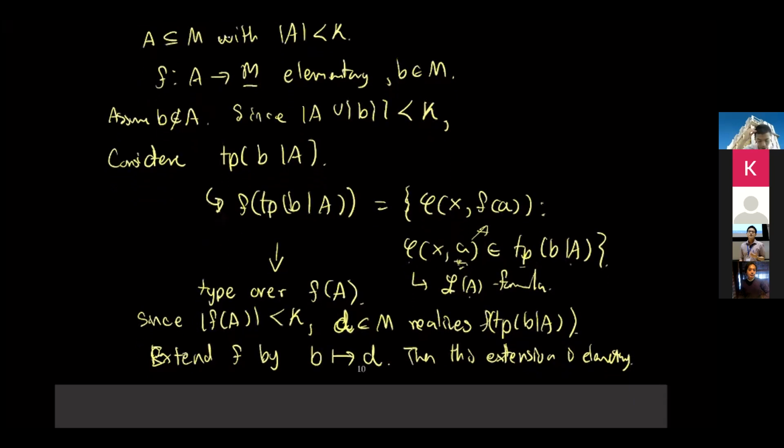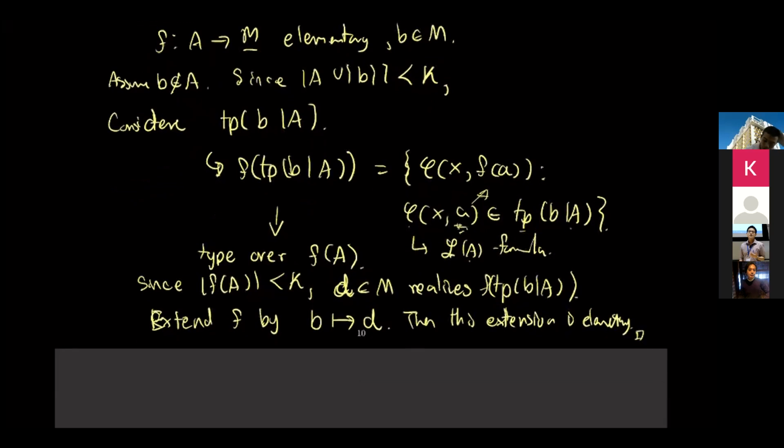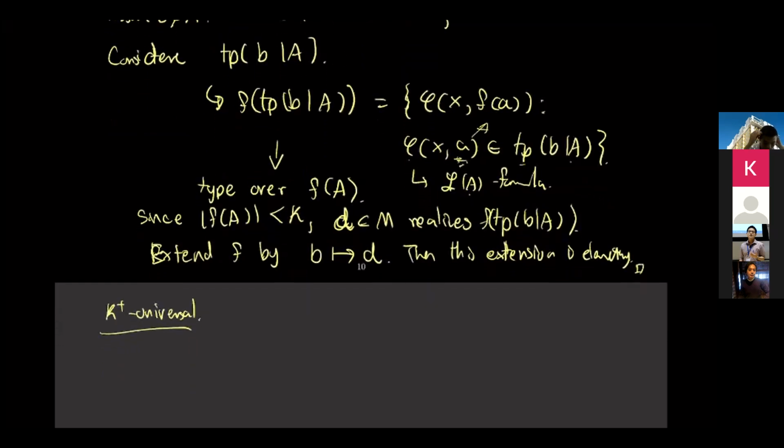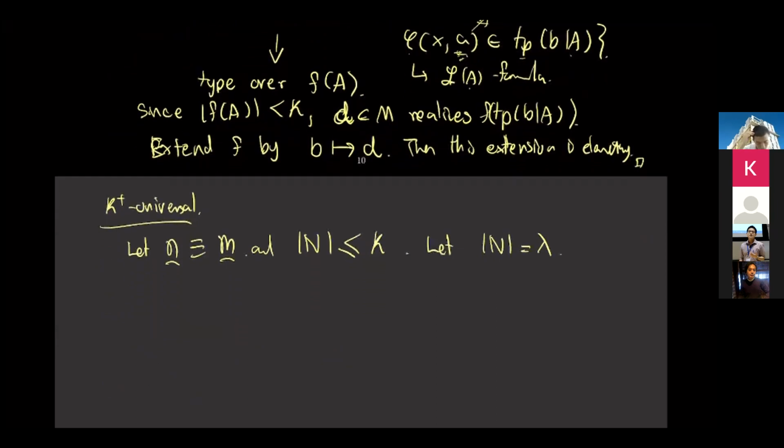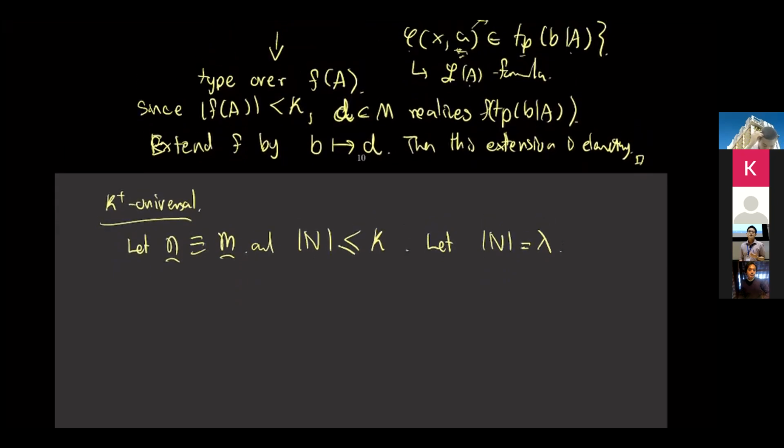Okay, so that's the idea of how we can show that it is kappa homogeneous, and to show that it is kappa plus universal, what we can do is let N be a structure that is elementary equivalent to M, and the cardinality of the universe is less than or equal to kappa. Okay, and now for the sake of simplicity, I'm going to let lambda be equal to the cardinality of N. So how can we show that it is kappa plus universal?